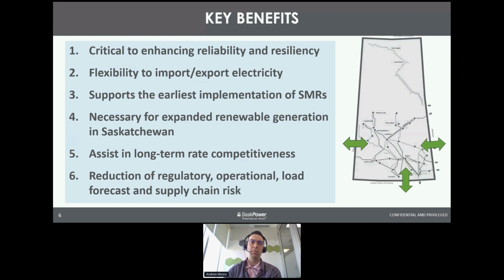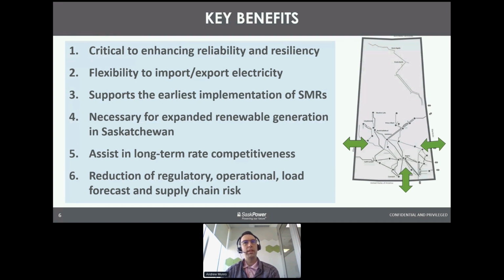And if we can leverage transmission so that there's maybe a few years where we can import electricity to help fill the gap, and then when we add new generation, we can turn that around, and if we have too much, then we can export.